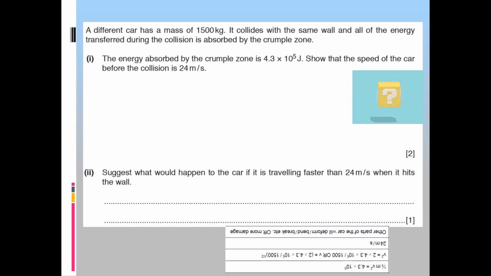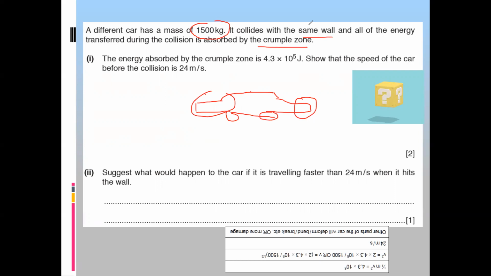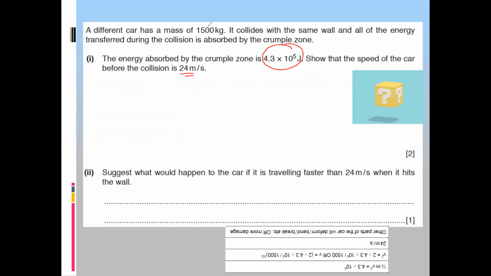Another question. A car has a mass of 1500 kilograms. It collides with a wall, and all of its energy is transferred and absorbed by the crumple zone of the car, like the front side and the back side, which tend to deform, and we call them crumple zones. The energy absorbed by the crumple zone is 4.3 times 10 to the power 5. Show that the speed of the car is 24. So it's a similar question.